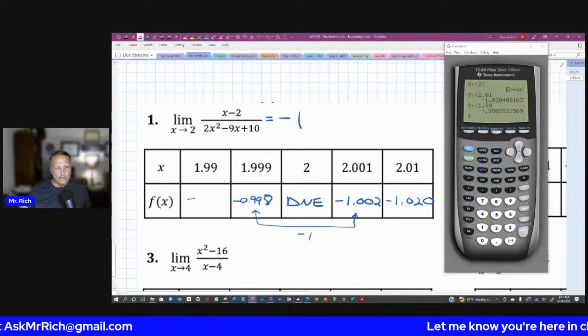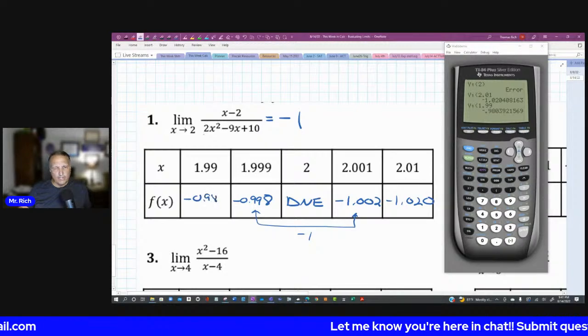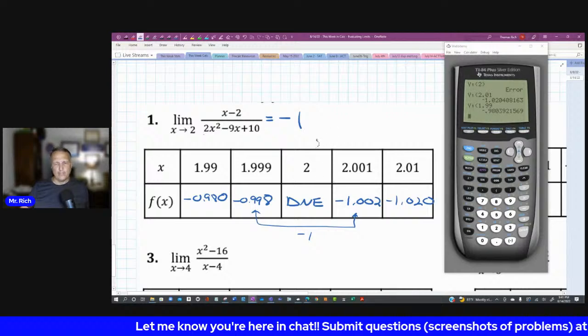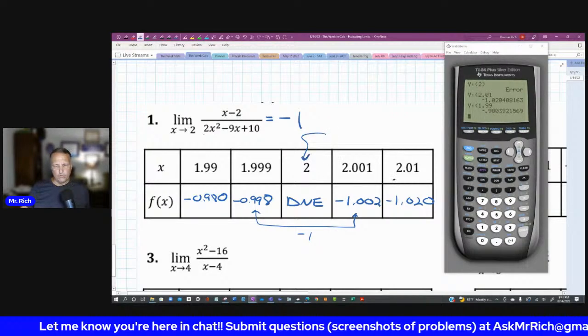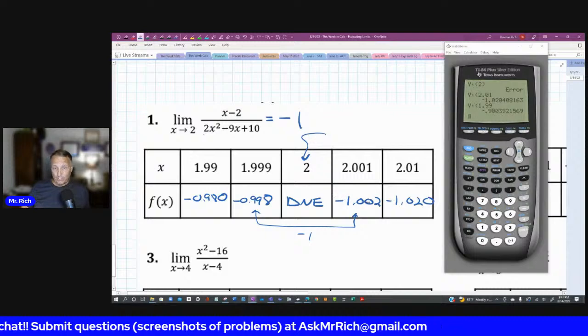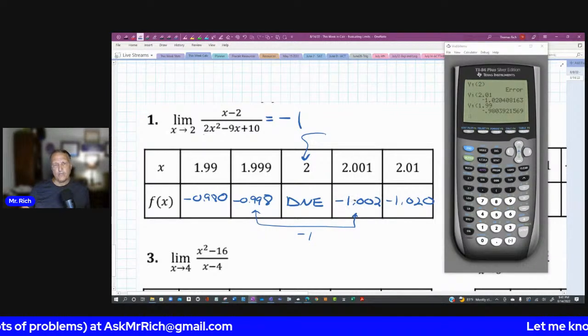So this would be then a -0.980. But the bottom line is, what we're really looking at is I definitely have a discontinuity at 2, but on either side of 2, really, really close to 2, the y values on both sides are getting close to -1. So that's what my limit has to be.